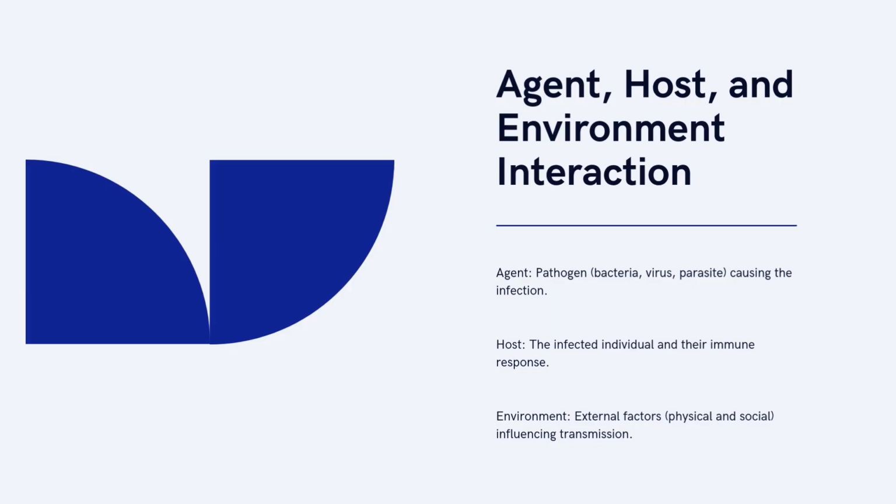So, when talking about the agent, host, and environment interaction, the agent refers to the pathogen, so the bacteria, the virus, or the parasite that causes the STD. The host is the person who becomes infected with the pathogen, and the host's immune system plays a crucial role in either fighting off the infection or becoming symptomatic. And then the environment includes all the external factors that affect transmission. This might involve the physical environment, like the warmth and moisture that can help bacteria survive, and social factors such as behavior, condom use, and access to healthcare.